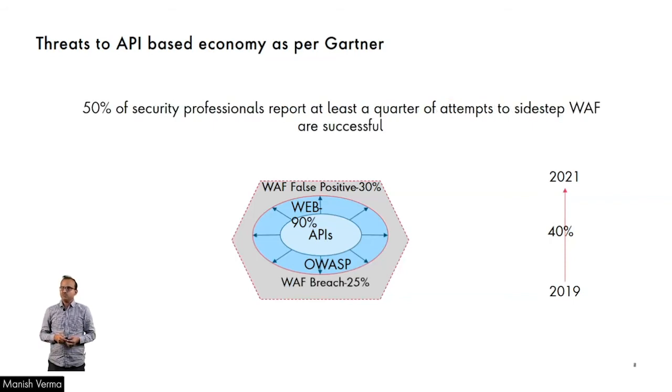50% of security professionals have reported that one quarter of the efforts to breach the web application firewall have been successful. That means 25% of the time you have been successful in breaching the firewall. That's a kind of false negative because you have not been able to judge it in advance. That's again a serious threat because your APIs are subjected to threat.